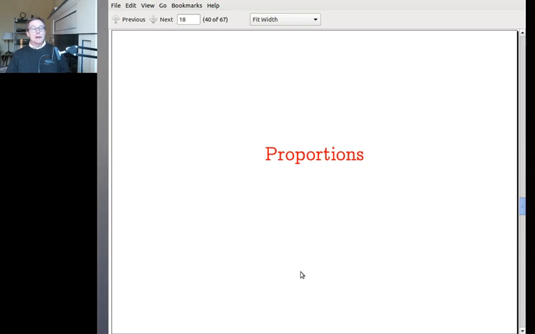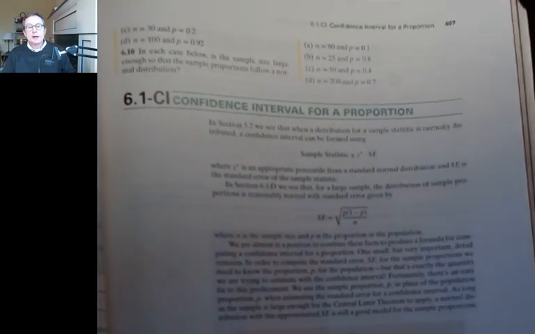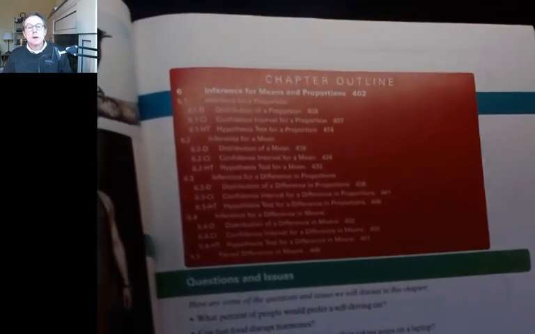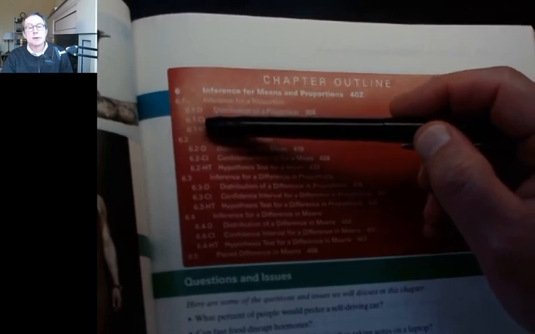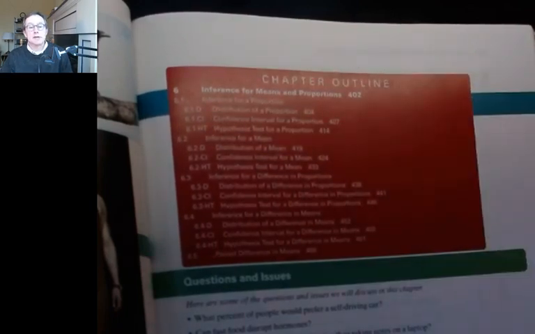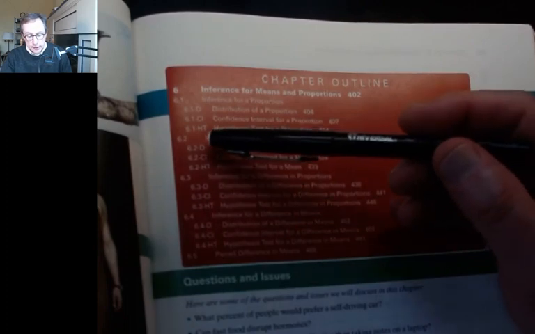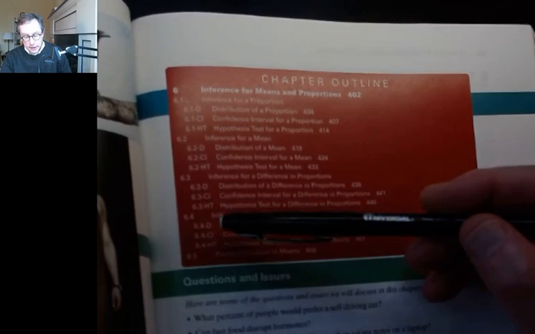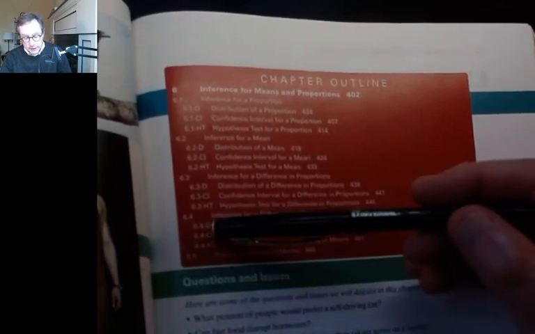So what I want to point out to you before we start in on the material in chapter 6 is something in my window here. When you look at chapter 6, you'll see that the sections are divided into 3 different parts. You can't really see that very well, but it says 6.1 D, 6.1 CI, 6.1 HT. You can guess what CI and HT stand for. The D stands for distribution. 6.2, a D, a CI, and an HT. 6.3, a D, a CI, and an HT. 6.4, a D, a CI, and an HT.